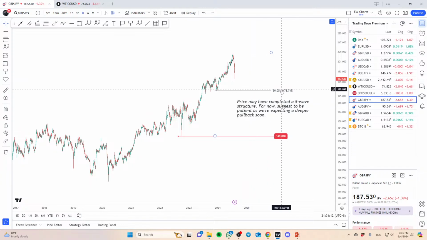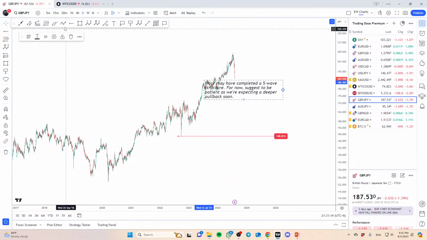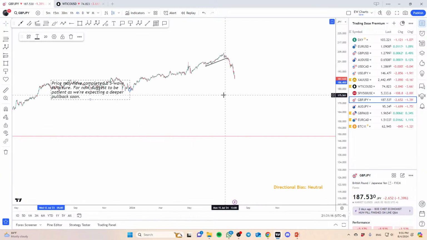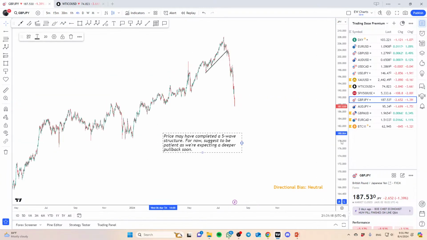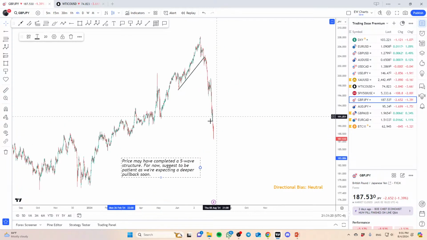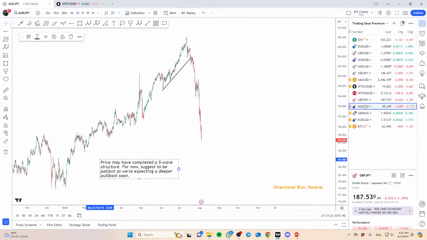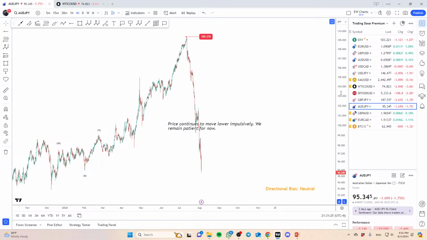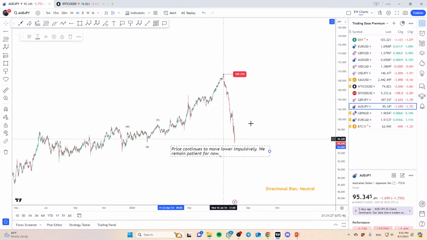Definitely bearish in the mid to long run. The direction you want to focus on for the yen pairs is definitely downside. But of course, right now you don't want to be selling because the market is at a low point. Wait for the pullback before you commit to the sell. Same thing here on Aussie yen. Just wait for the pullback before you sell.